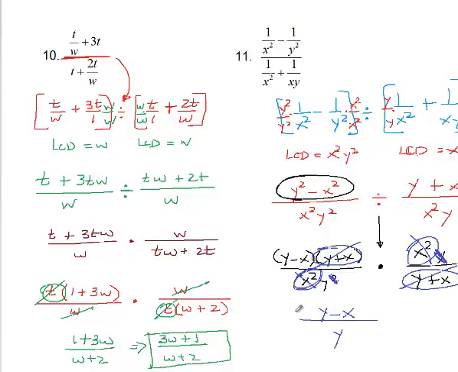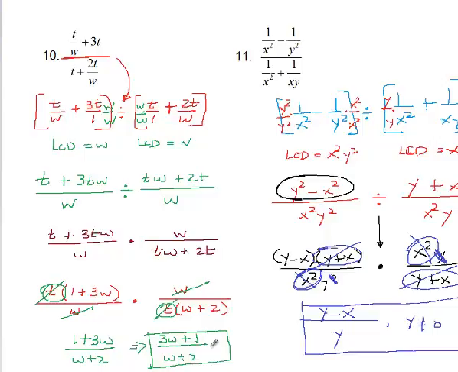Okay? And again, if you want to complete these, you actually should state where it's undefined. Oops, not w in this case, of course. It's y. y cannot equal 0. That will make the denominator 0. So if you want a complete answer, there it is right there.